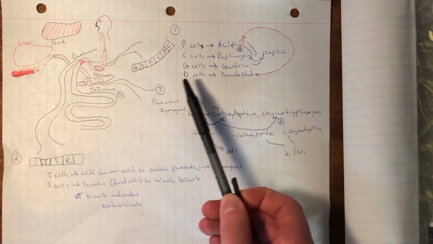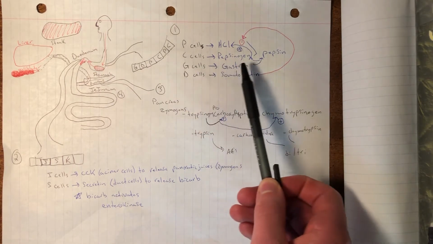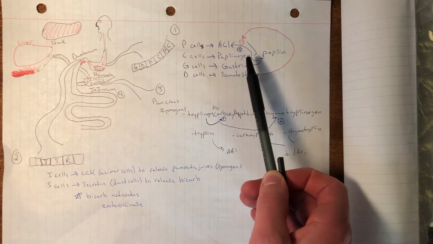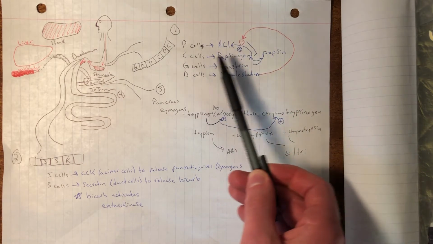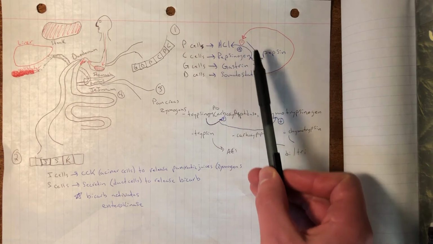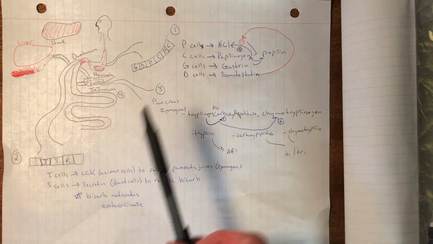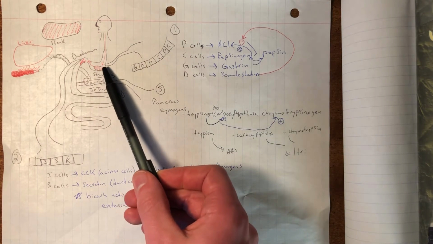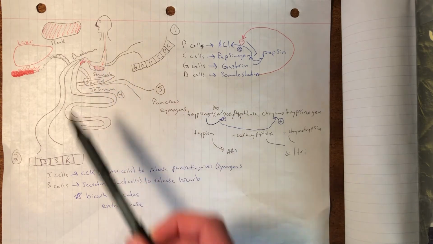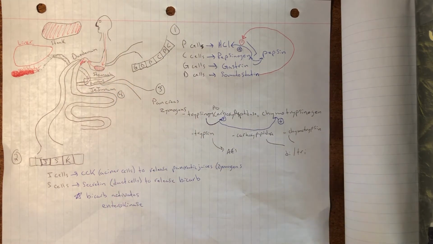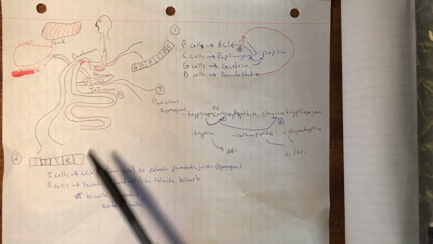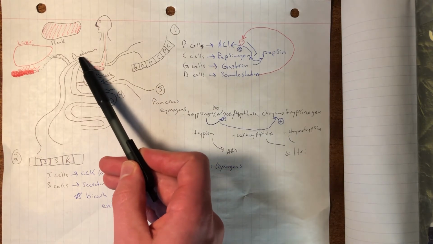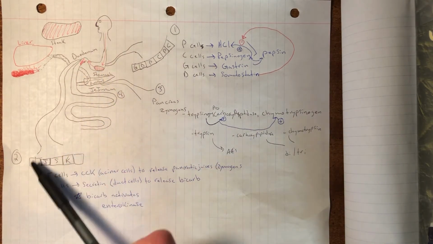The G cells are going to secrete gastrin, which is just going to enhance the secretion of HCl and pepsinogen from the parietal cells and chief cells. And then as your ribeye steak makes its way into the duodenum, going from bolus to coming out of the stomach as chyme, your body is going to start secreting from the duodenum through cells in the duodenum.